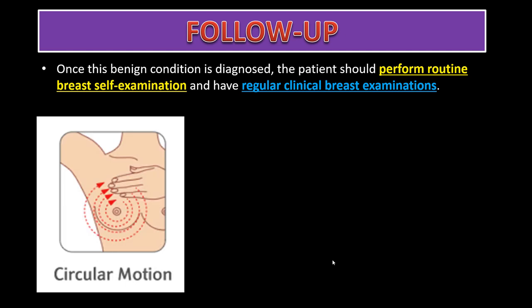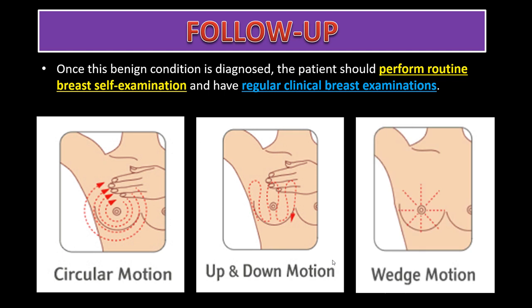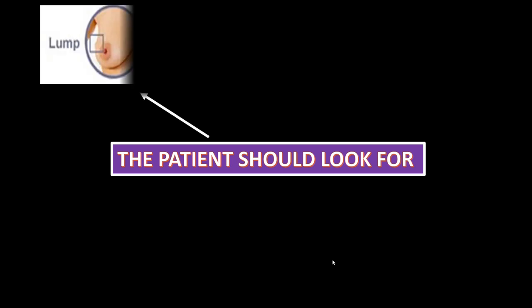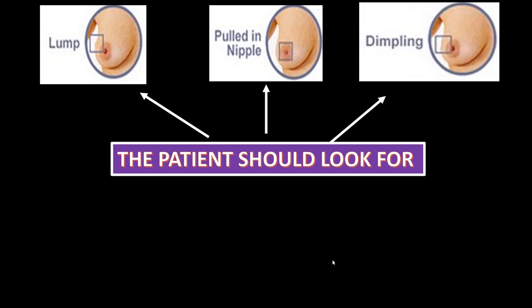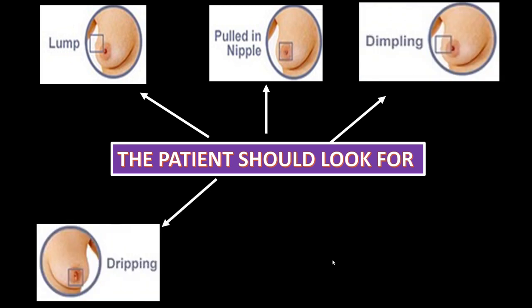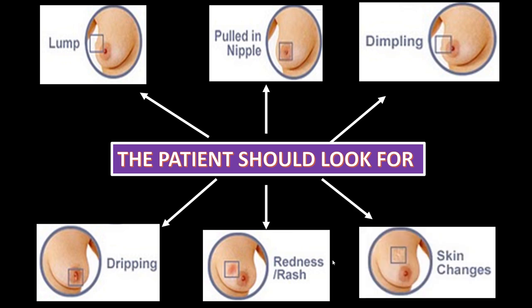Circular motion, up and down motion, wedge motion. The patient should look for lump, pulled-in nipple, dimpling, dripping, redness and rash, skin changes.